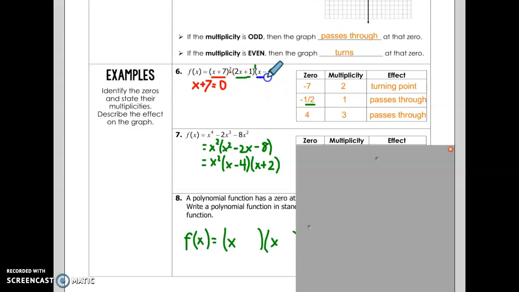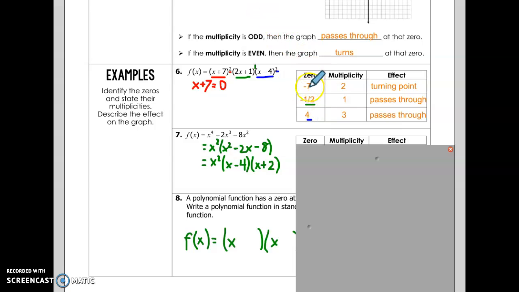Okay, the next factor that we see is x minus 4. Set that equal to 0. Solve for x, I get 4. Its multiplicity is 3. It shows up 3 times, which is odd, so it's just going to pass through. So again, pause the video. You can plug this into Desmos or a graphing calculator and make sure that you're seeing a turning point at -7, and then at -1 and 4 it should pass through.